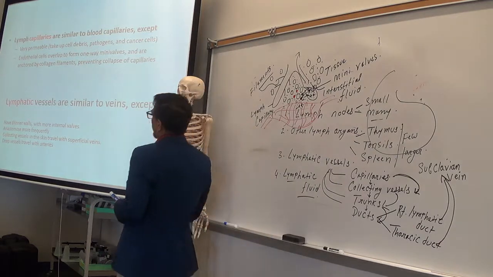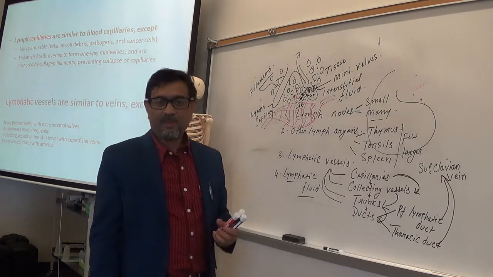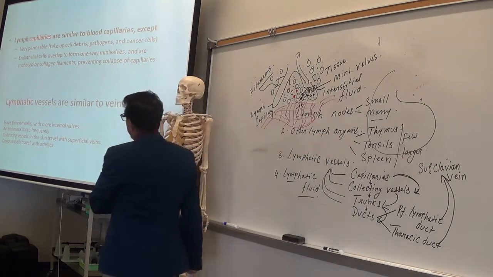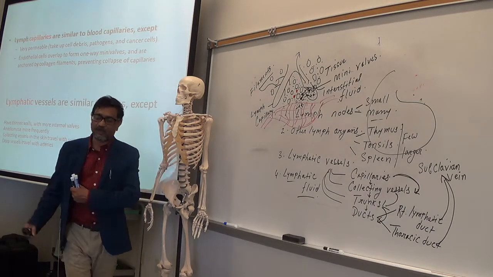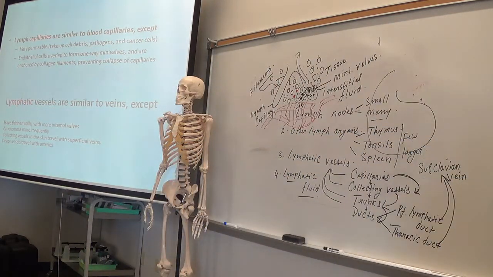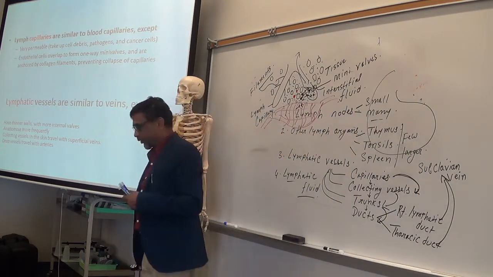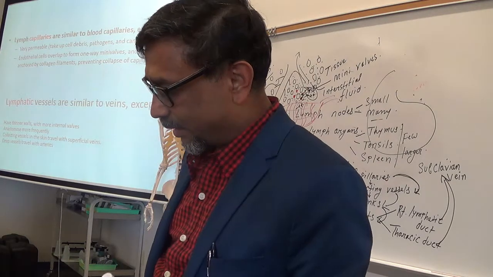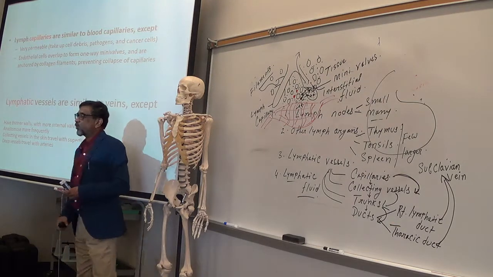Now, lymphatic vessels are similar to the veins, except the wall of lymphatic vessels, not capillaries, is thinner than the veins. And they have more valves inside. You know that veins have valves, we talked about that before. But in case of lymphatic vessels, the number of valves is more. Lymphatic vessels anastomose more frequently.